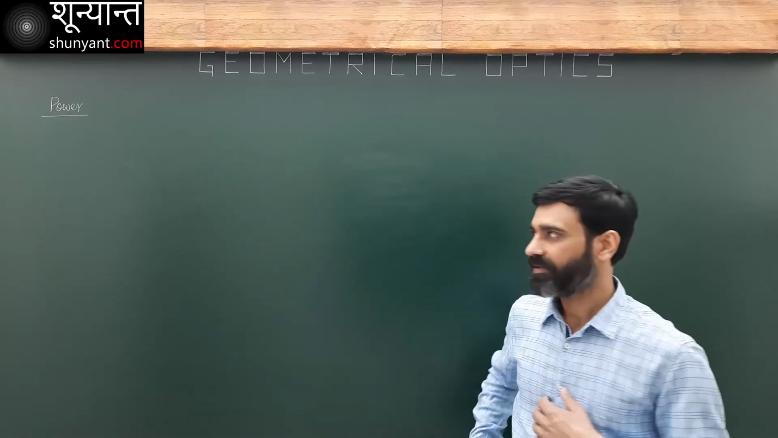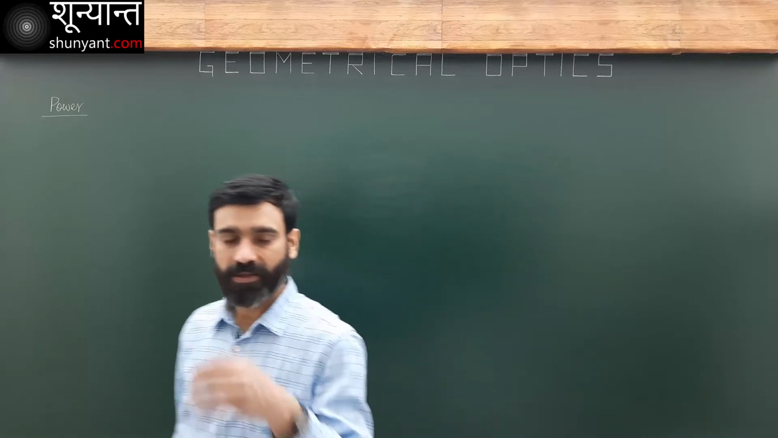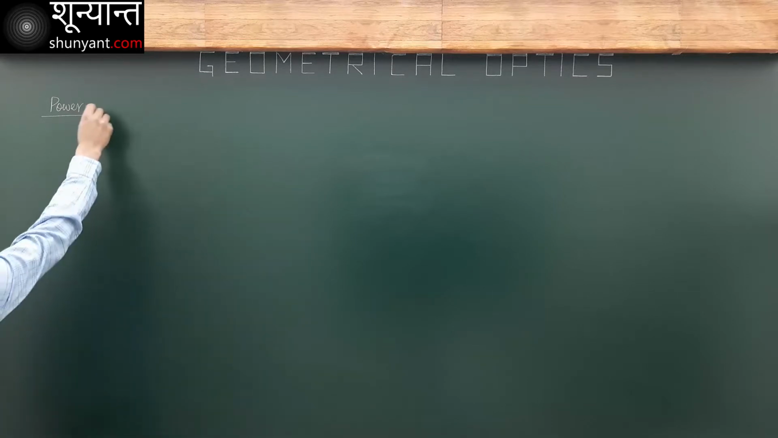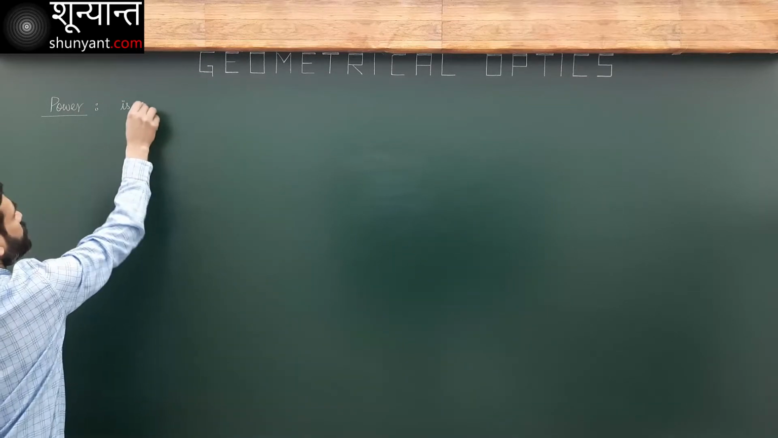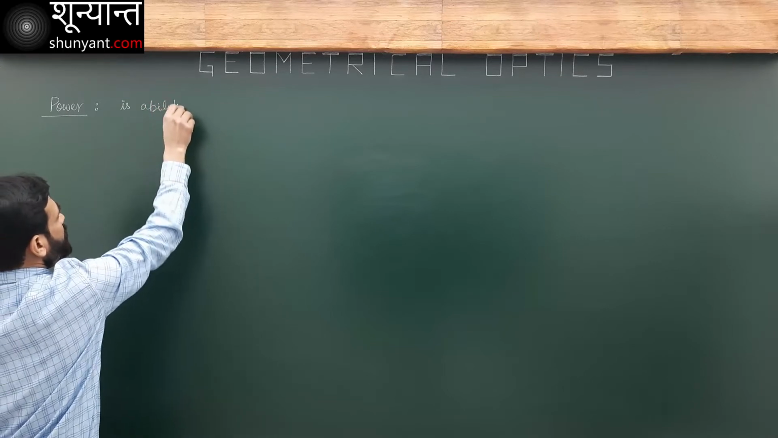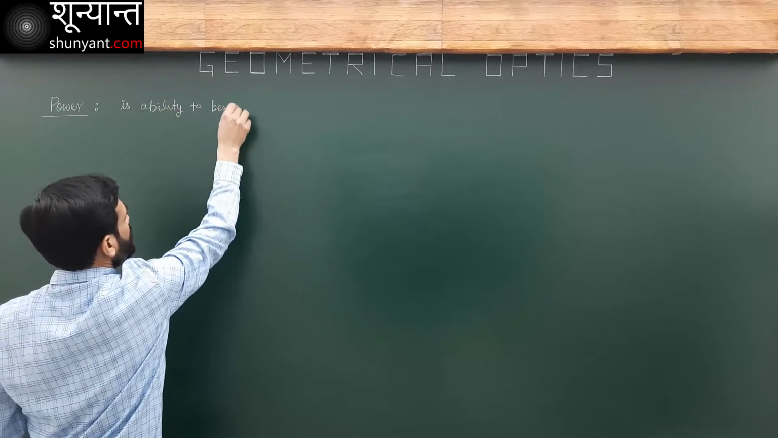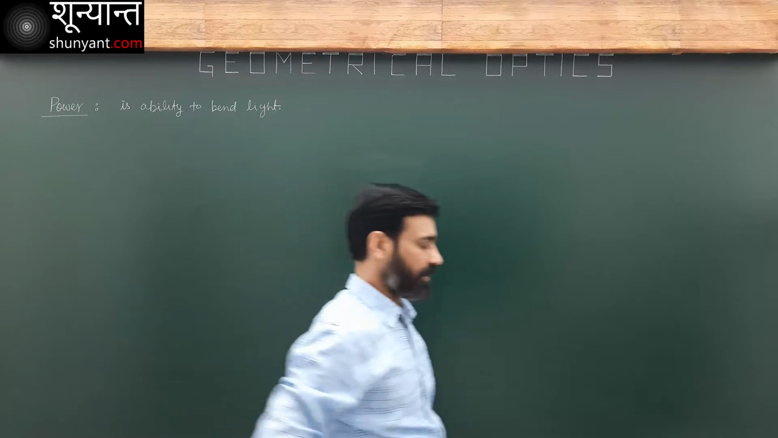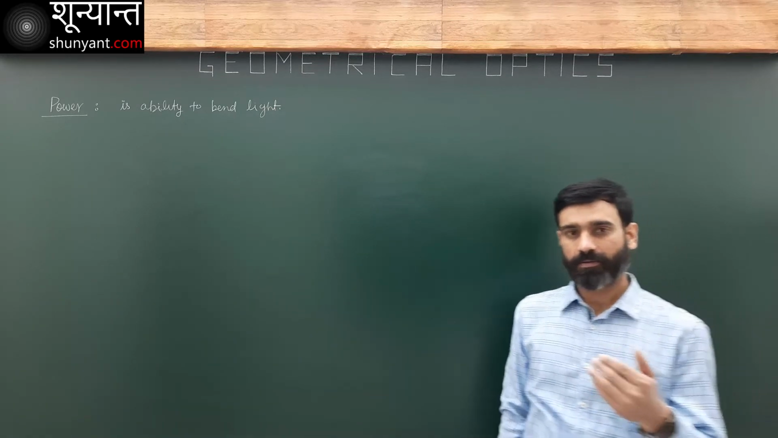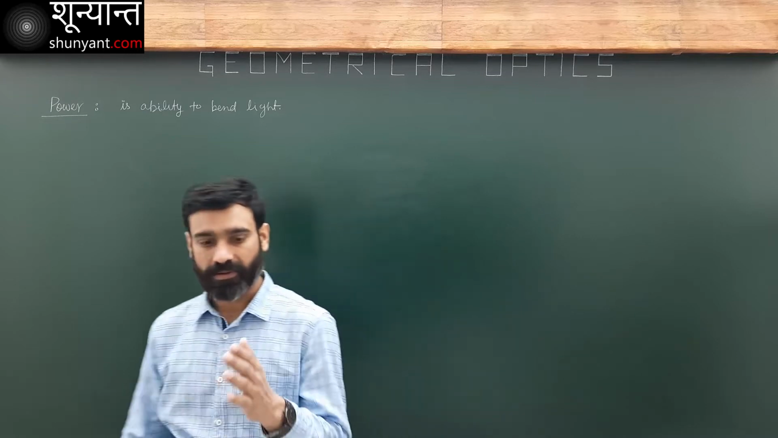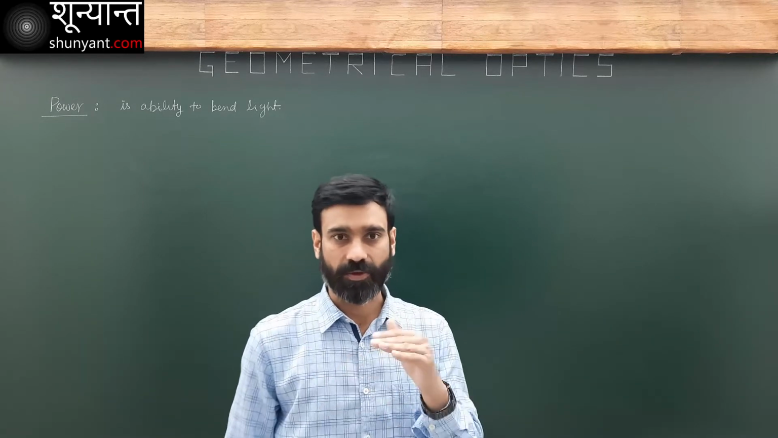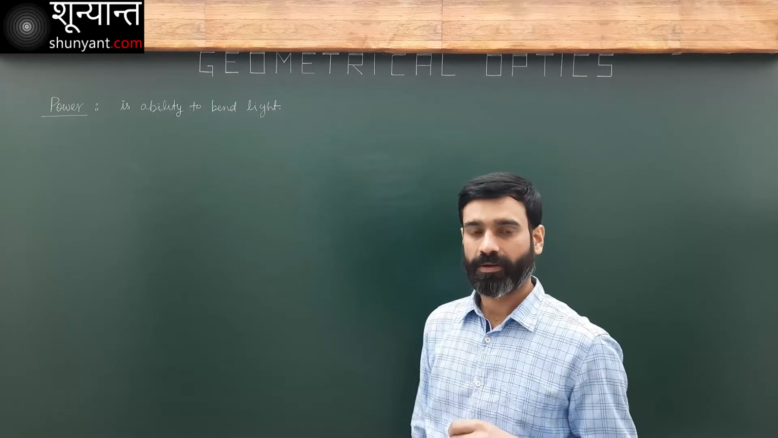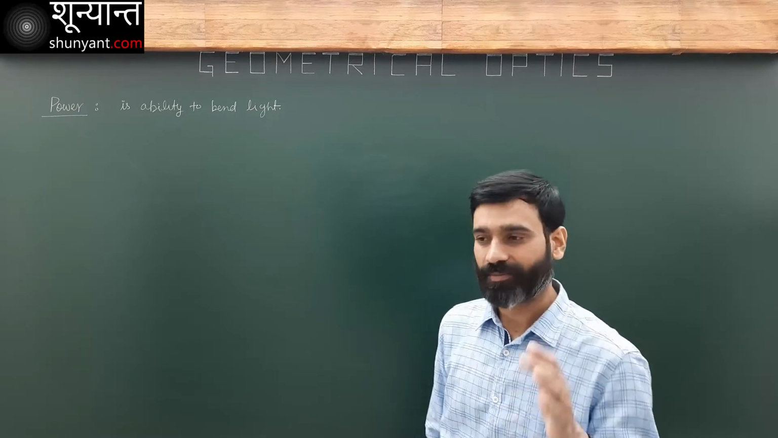In the simplest way, the power of any optical system like a lens or mirror can be defined in a very simple way like this: power is the ability to bend light. When light passes through a lens, its direction changes, it bends, it deviates from its direction. It gets reflected from the mirror, it gets deviated. The more the deviation, the more is the power of the lens or the mirror.